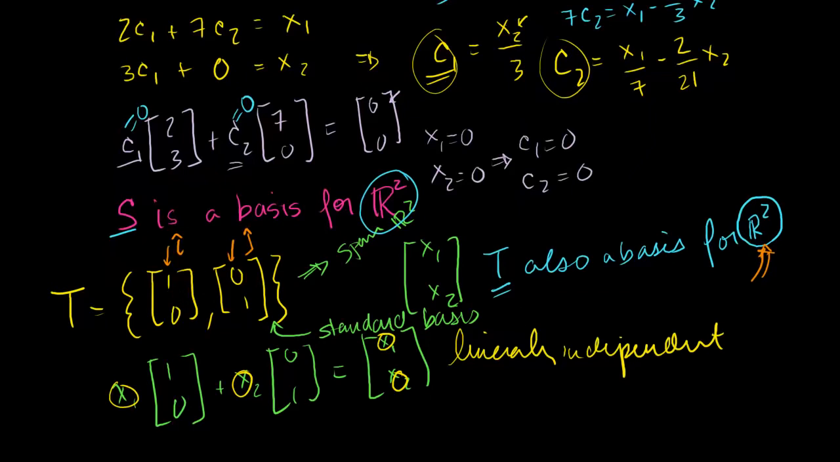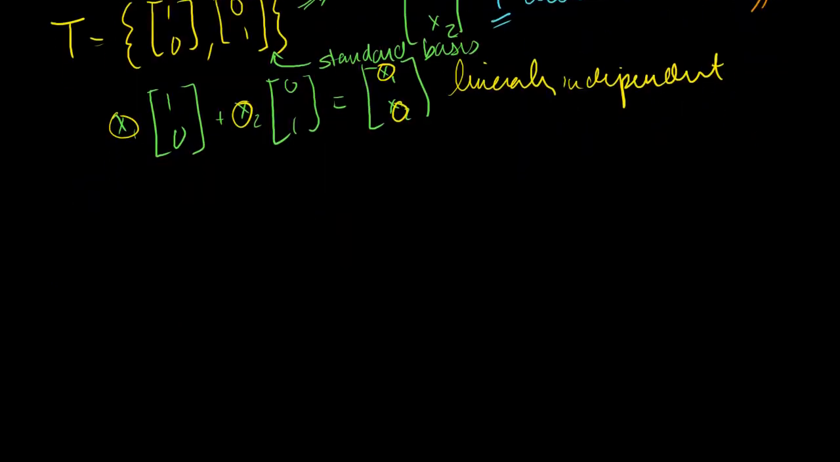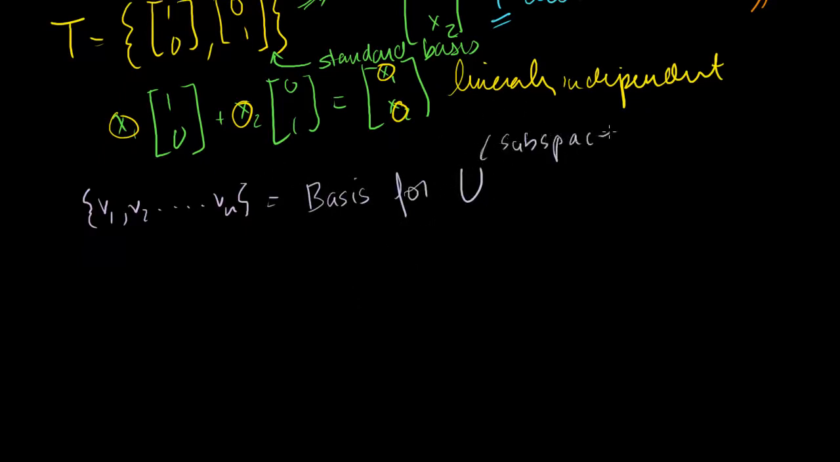So let me show you that. Let's say that the set v1, v2, all the way to vn is a basis for, I don't know, just some subspace U. So that means that these guys are linearly independent, and it also means that the span of these guys, or all of the linear combinations of these vectors, will get you all of the possible components, all of the different members of U.